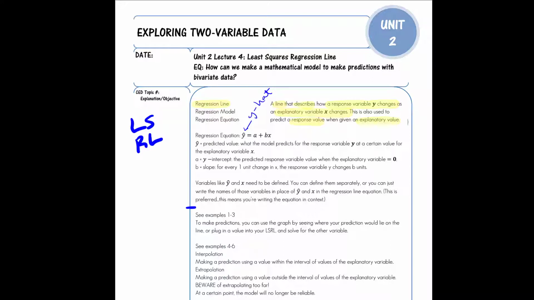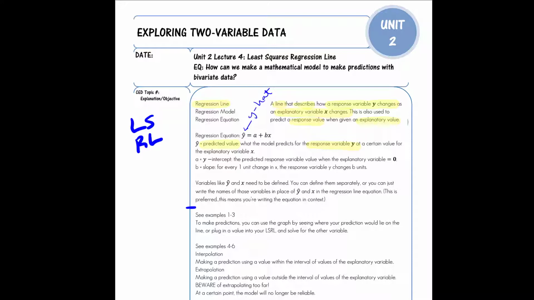Why is it super important? Because the hat tells you that this is not an actual value that you observed in a response variable. It's a predicted value. It's what the model predicts. It's what is actually on the line, not one of the dots, but the value of the y variable on the line. So it's what the model predicts for the response variable y at a certain value of the explanatory variable x.